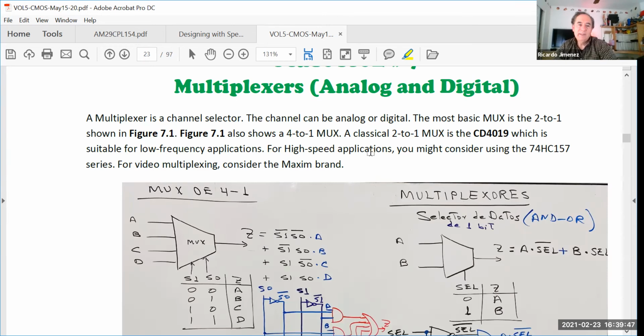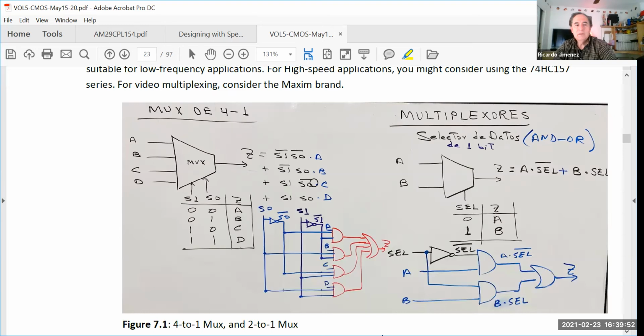Multiplexers, or data selectors, channel selectors. Sometimes I still have the picture with the Spanish titles. Don't worry, the symbols are the same. I think I placed different pictures in your YouTube lesson, because I had to draw these designs again and take pictures with the titles in English. So here you have a multiplexer with 4 inputs, A, B, C, and D, and this is the output.